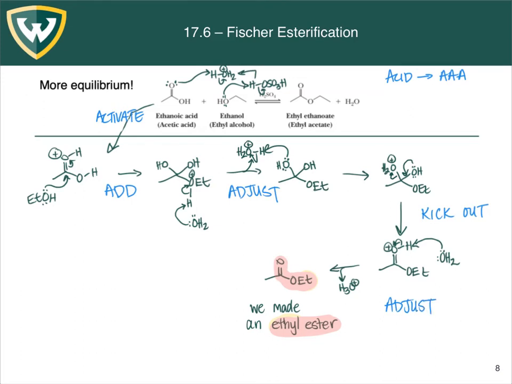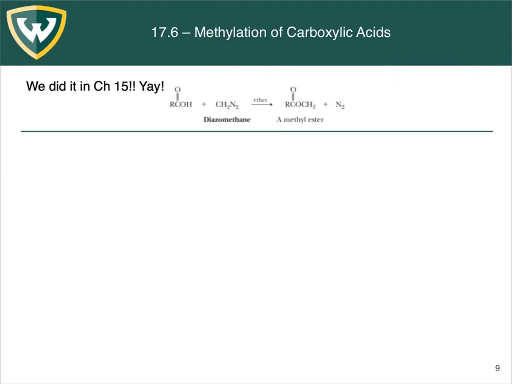But the key things to remember are the activate, add, adjust. That'll get you going far enough, and then you just need to remember, how can I reform the carbonyl? And that's by protonating the OH and kicking it out. We can also methylate carboxylic acids by reacting carboxylic acids with diazomethane.